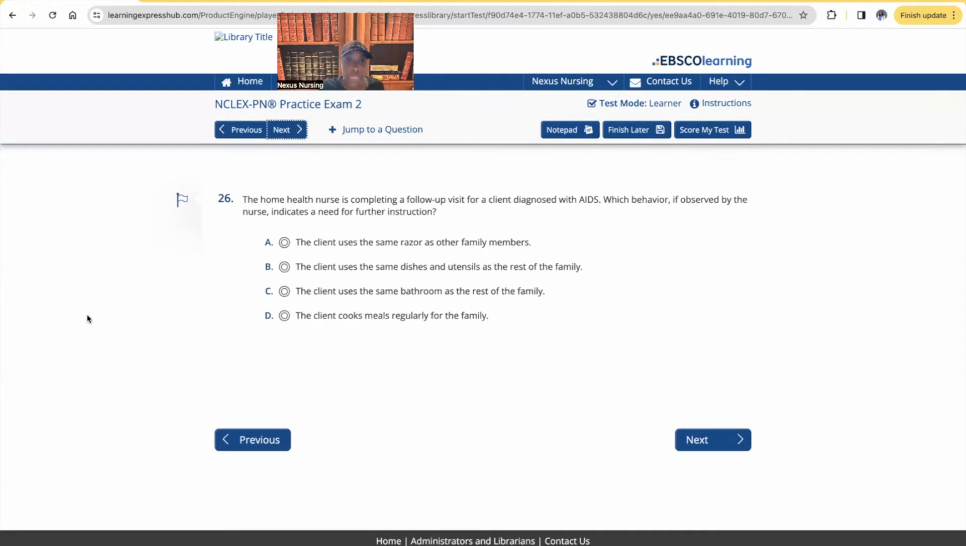The home health nurse is completing a follow-up visit for a client diagnosed with AIDS. Which behavior, if observed by the nurse, indicates the need for further instruction? A, the client uses the same razor as other family members. B, the client uses the same dishes and utensils as the rest of the family. C, the client uses the same bathroom as the rest of the family. D, the client cooks meals regularly for the family.